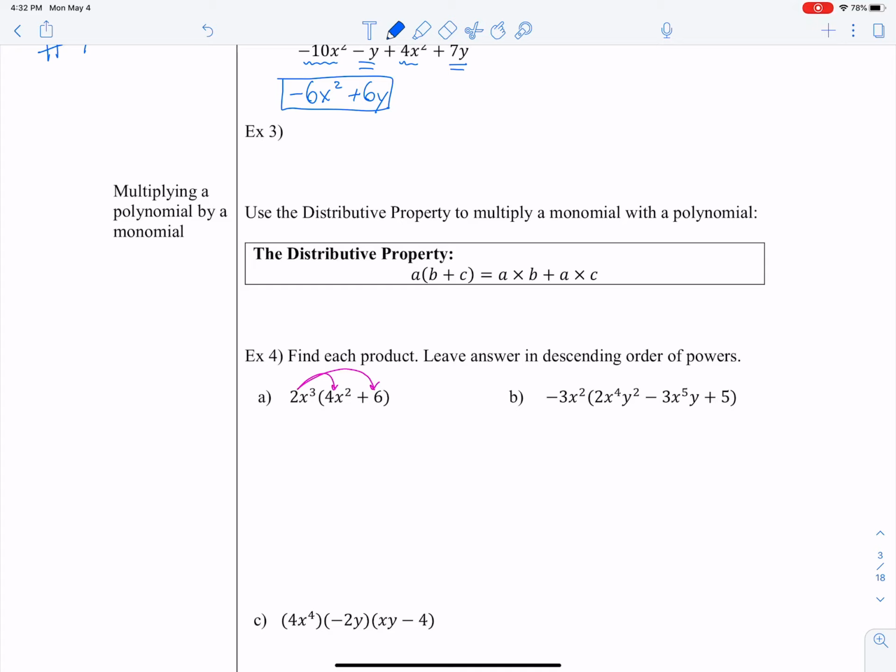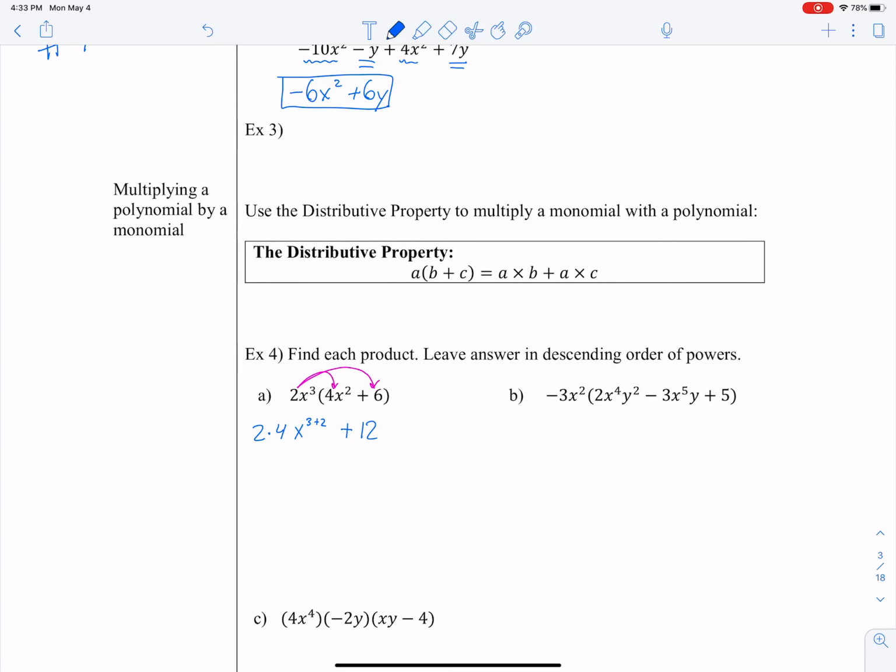So when I do this, I multiply my 2 times my 4 together. And then I have x to the 3 plus 2. And then I'm going to have my 2 multiplying my 6. So that's going to be 12. And then I have just x to the 3 because there's no other x to add that base to. 2 times 4 is going to give me 8. And then x to the 3 plus 2 will be x to the 5, plus 12x to the 3.